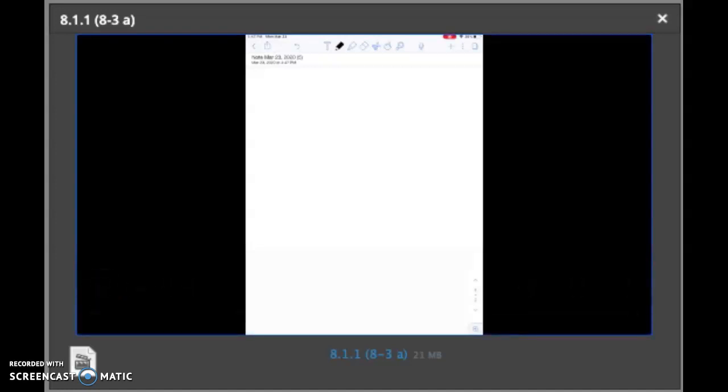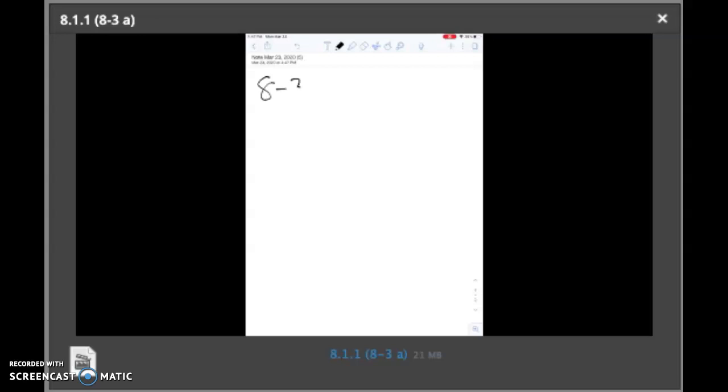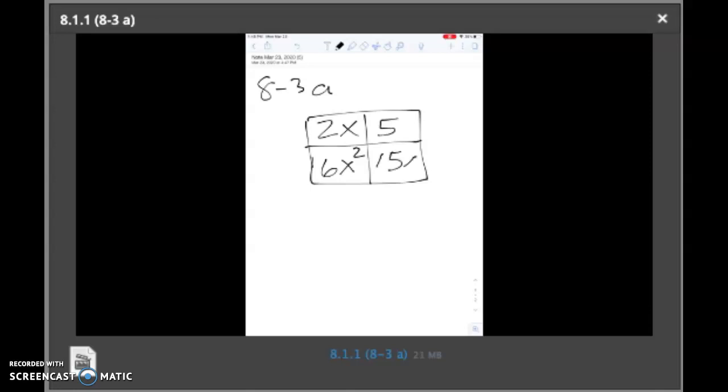Okay, problem 8.3 says work with your team to find the sum and the product for the following generic rectangles. All right, so we're going to do 8.3 problem A. So I have the following generic rectangle. They've got 6x squared tiles, 2 x's, 5 ones, and 15 x's down here. All right, so first it says find the area as a sum.